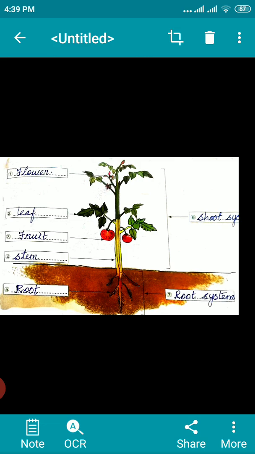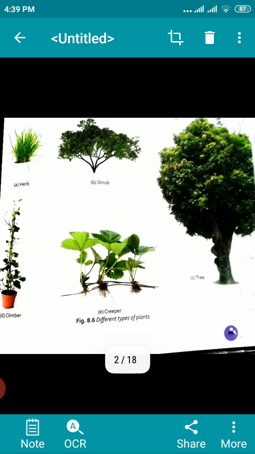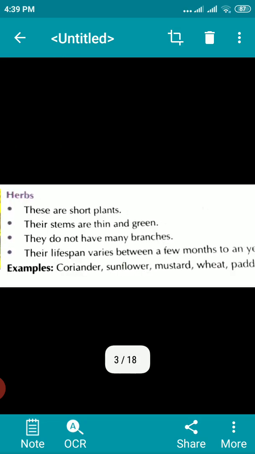Now let us learn how plants are classified on the basis of their structure and size. On the basis of structure and size, the plants can be divided into three categories. One is herbs, shrubs, and trees. Now, first of all, let's study about the characteristics of herbs.